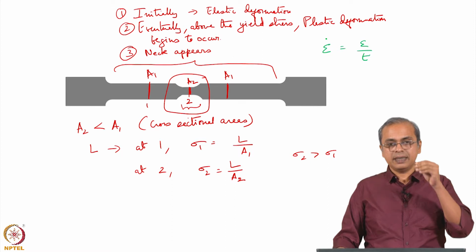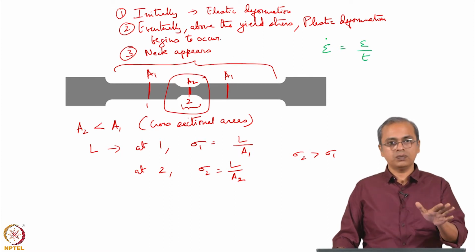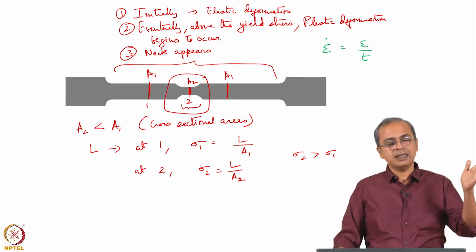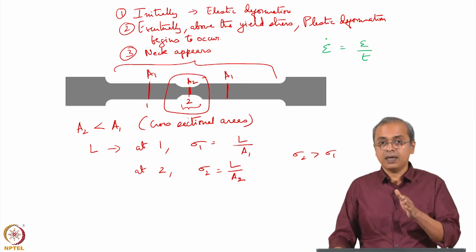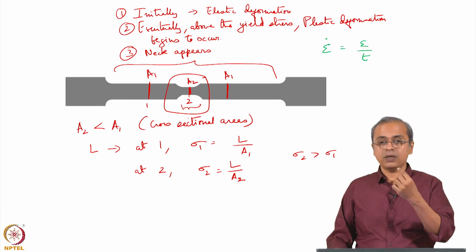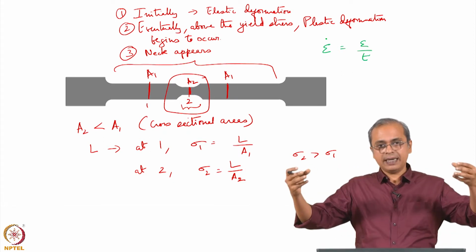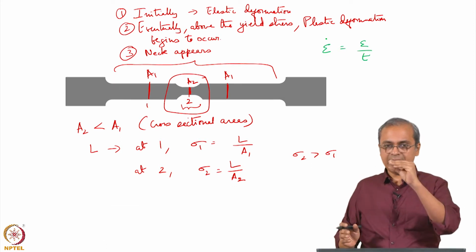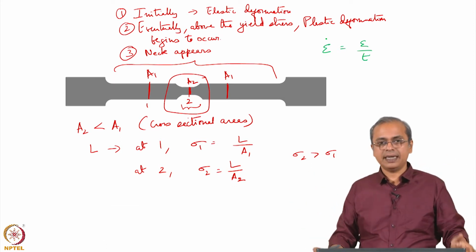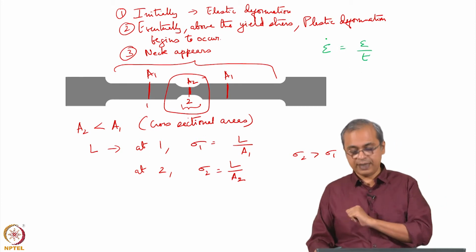So, till the neck appears, this is true: the strain rate is uniform across the entire length. Now, once the neck appears, even though you may get a total strain of some value, a larger fraction of that strain is happening at the neck than is happening over the rest of the length.